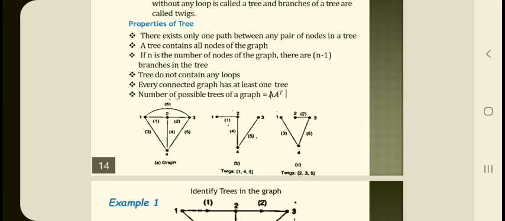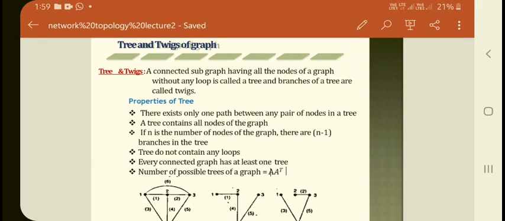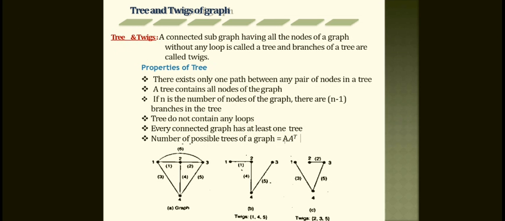That is called a tree. Every connected graph has at least one tree. If you take any graph, it definitely has one tree. The number of possible trees of a graph is equivalent to the determinant of A into A transpose. So this is about the tree and twigs of the graph.